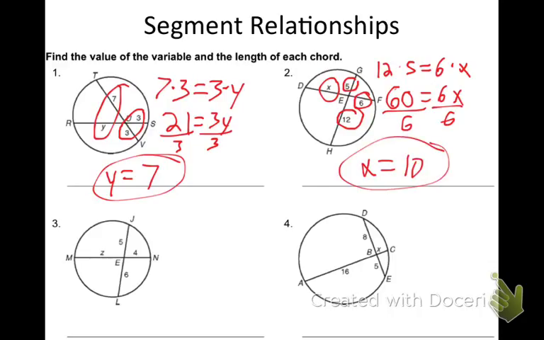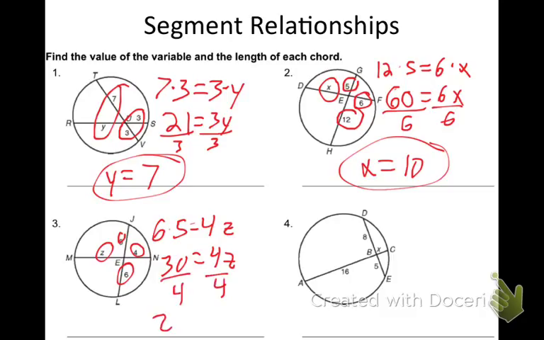Number 3. Set up number 3 for me. Trevor, how would you set it up? 6 times 5 equals 4 times z. 6 and 5, 4 and z. And then you work that out. 6 times 5 is what, Johnny? 30. 30 equals 4z. Divide both sides by what here, Gabe? 4. And you end up with z equals what, Caitlin? 7.5.